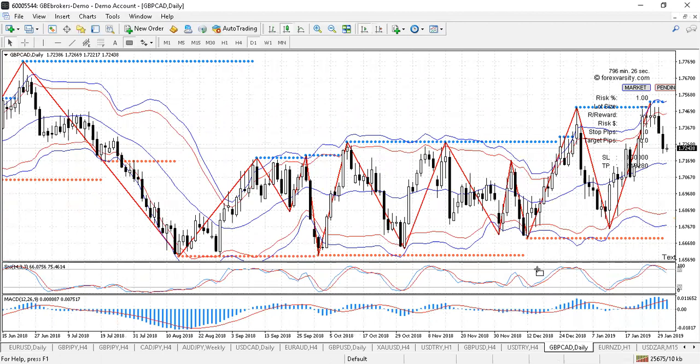Okay, so what we're looking for here is that we're in a range. It's ping-ponging from the highs to the lows. We've got the stochastic come to the oversold section. So we're looking now at that section of chart.